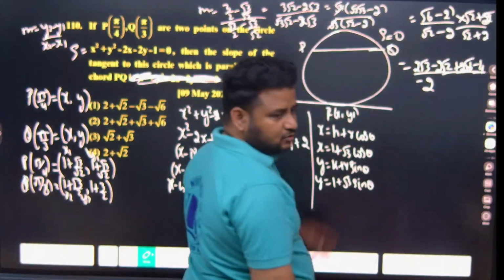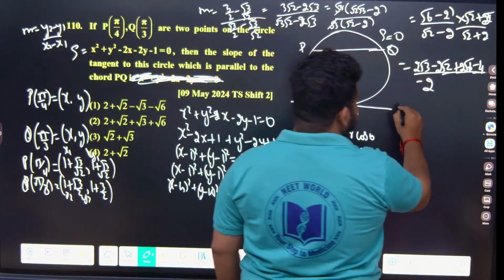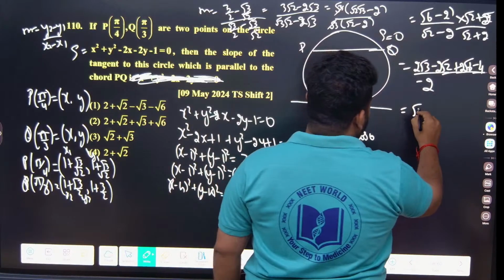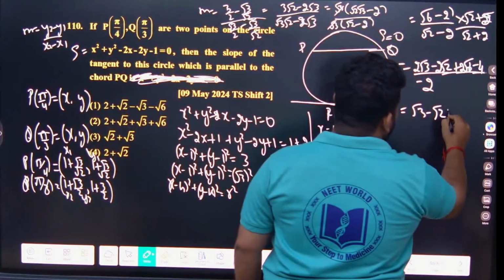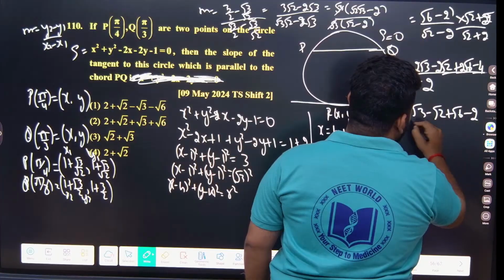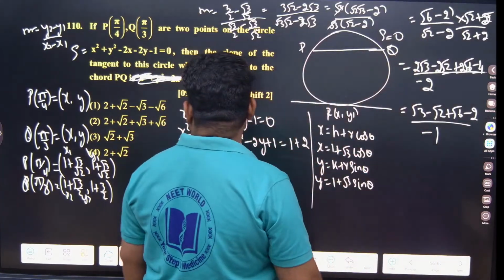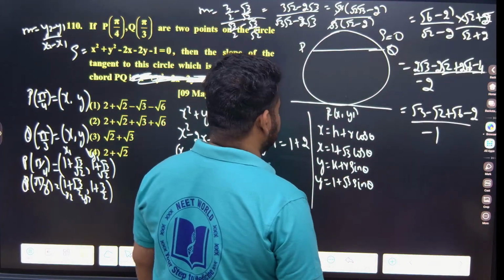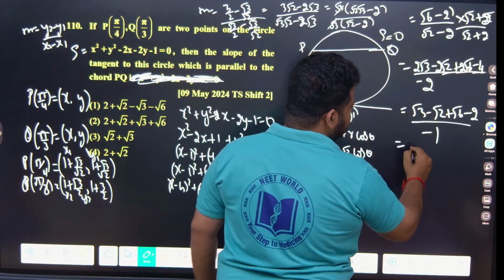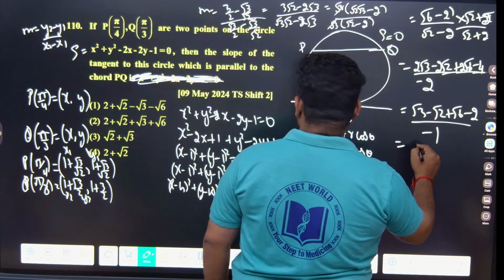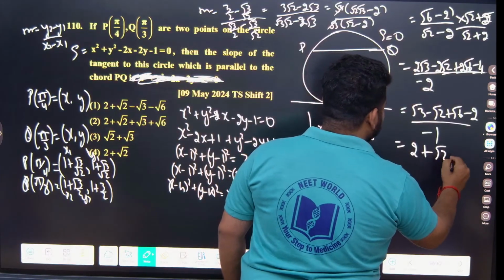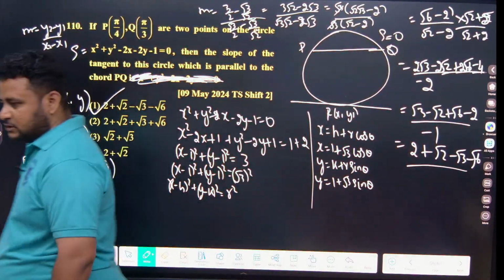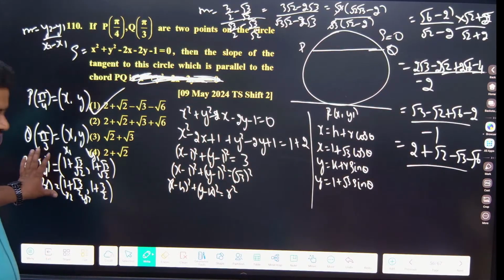Now I can take 2 outside as common. So this will become root 3 minus root 2 plus root 6 minus 2 by minus 1, based on the options I have to take. So what is the option? Root 3 minus root 2 plus root 6 minus 2. So I will multiply by minus throughout. This will become 2 plus root 2 minus root 3 minus root 6. That is the first option.